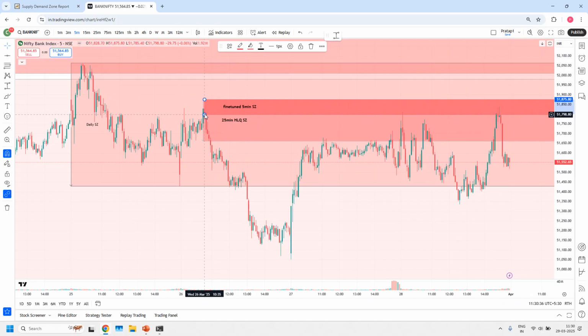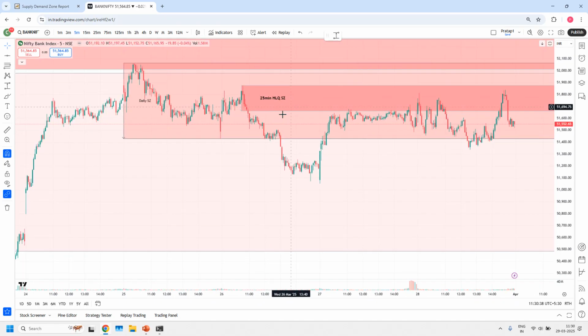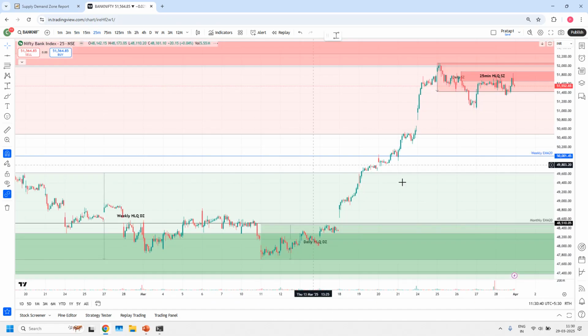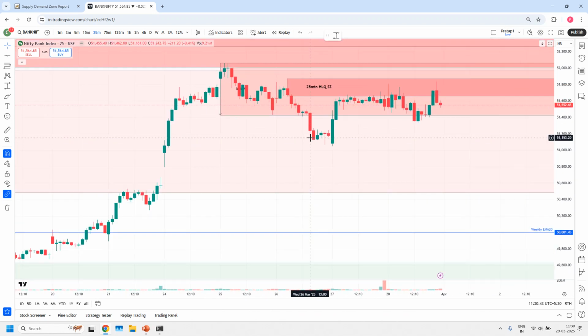Okay, time being, I will delete this 5-minute zone. Let's focus on 25 minutes. I'm going back to 25 minutes. This is the reason why I am drawing high liquidity zones from 25 minutes time frame. The reason why I am drawing, because I need to fine-tune 25 minutes with 5 minutes time frame.